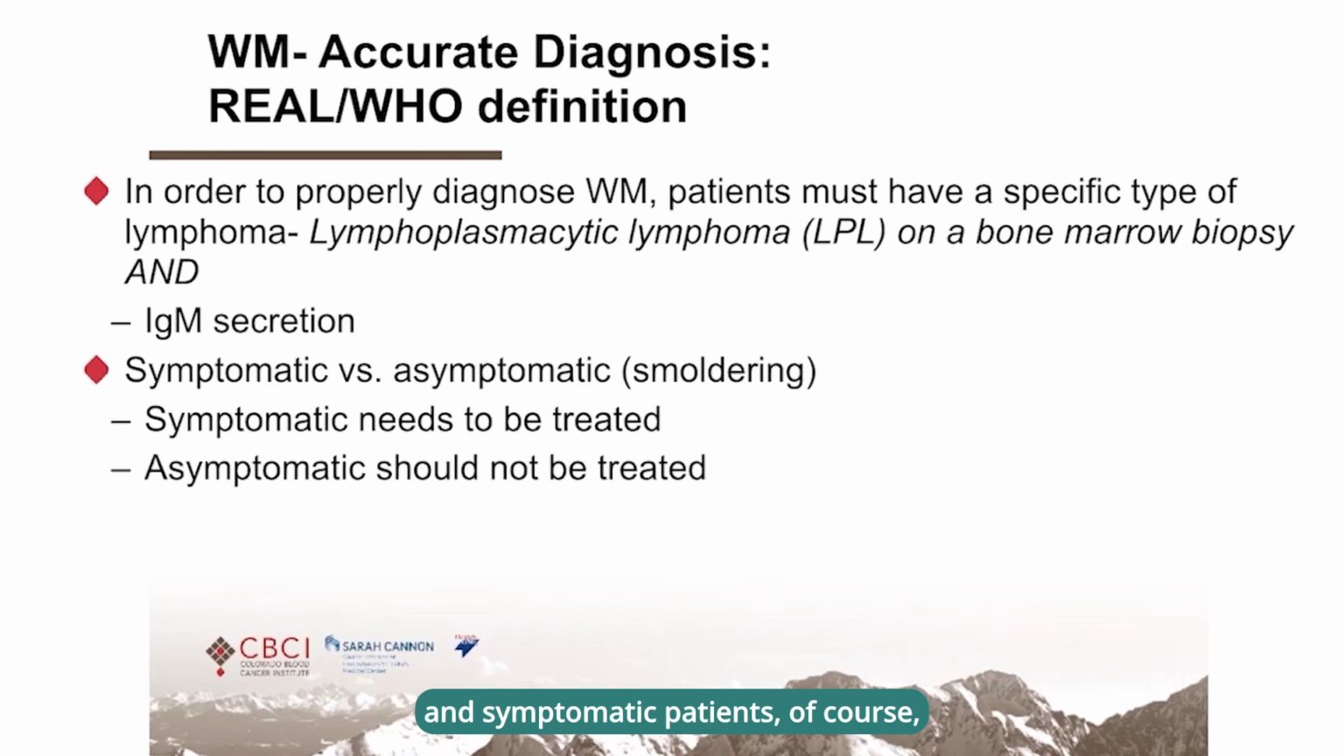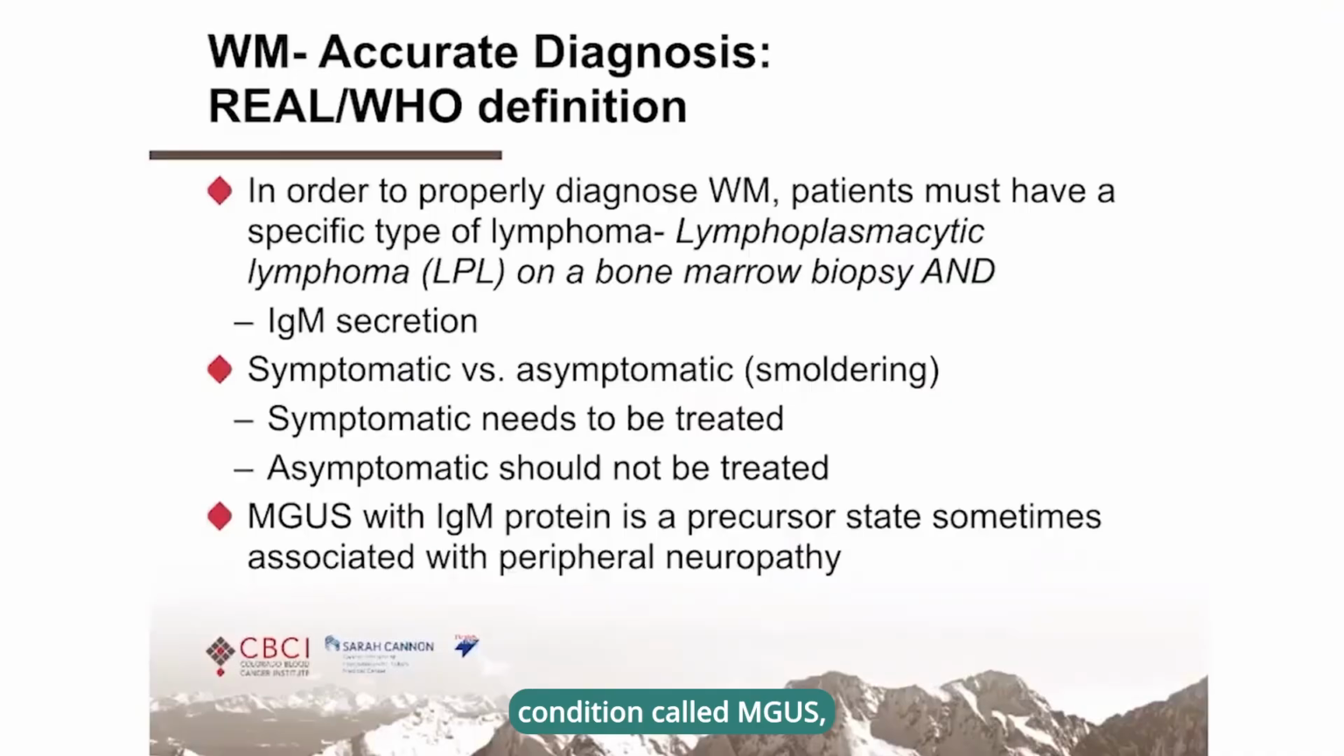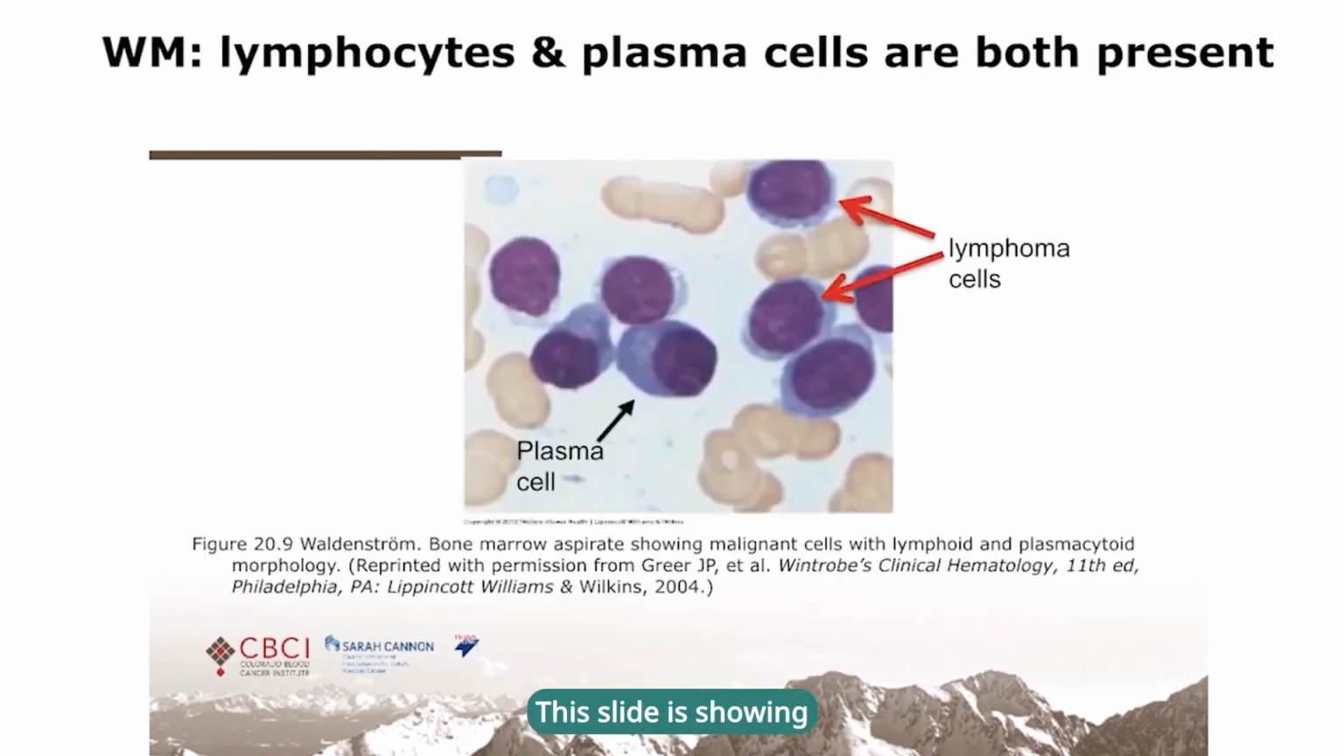And the symptomatic patients, of course, have some problem related to the underlying WM. In addition, there's a precursor condition called MGUS, or monoclonal gammopathy of undetermined significance, with the IgM protein. This is a precursor state that can turn into WM, but frequently is associated with a very troubling peripheral neuropathy.